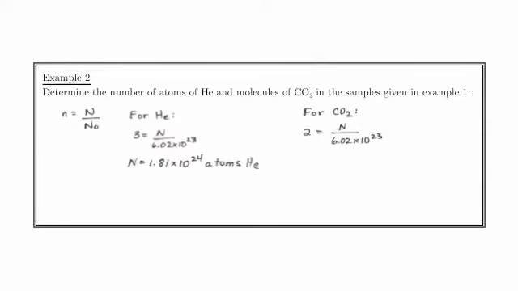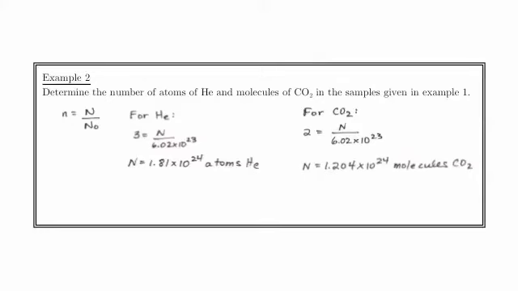And very similarly for carbon dioxide, we had 2 moles of carbon dioxide, and we're going to multiply by Avogadro's number, and we get 1.204 times 10 to the 24th molecules of carbon dioxide.